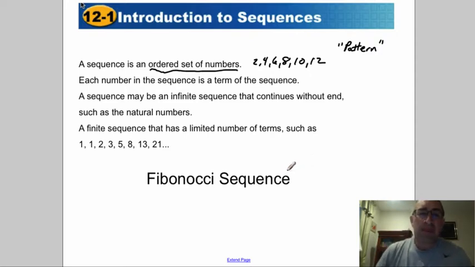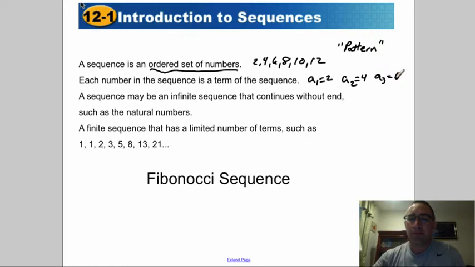All right. Each number in the sequence is a term of the sequence. A lot of times you'll see the first term represented by an a sub 1, which in this case would be a 2. The second term would be a sub 2, which would be the 4. The third term would be a sub 3, which would be a 6. So notice that notation is going to be very important to understand.